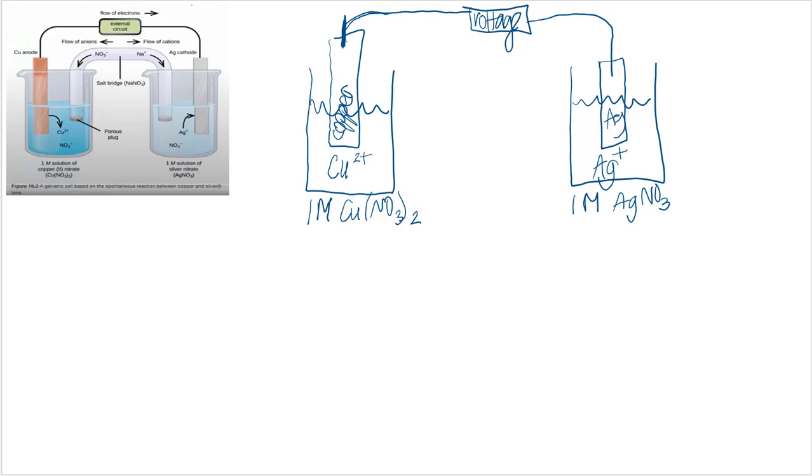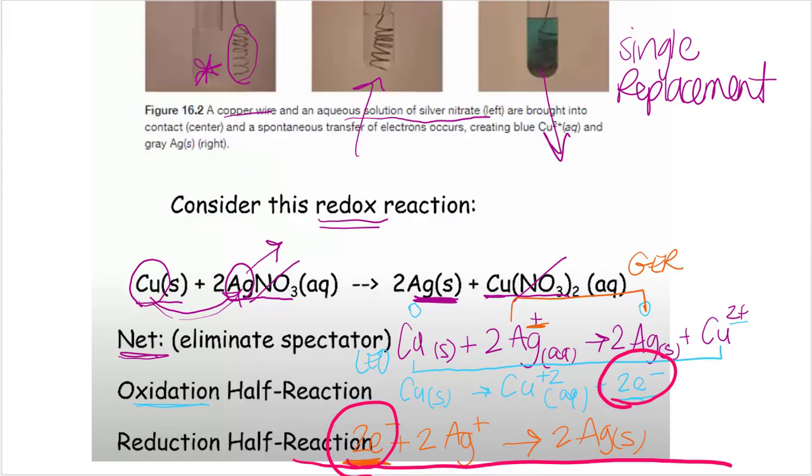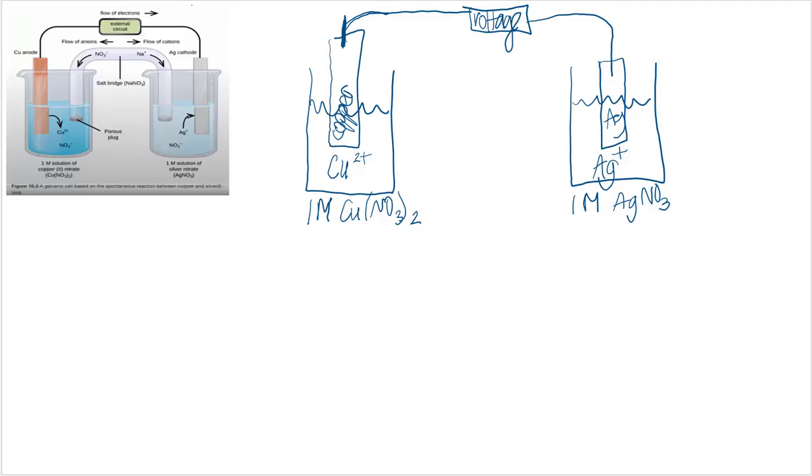Now let's think about what's happening in this cell. In the copper side, let's go back here to our previous one. We said right here that copper was going through oxidation and that our solid copper was generating copper 2 ions and electrons. So let's write down what's happening here underneath. We've got copper generating copper ions and 2 electrons.